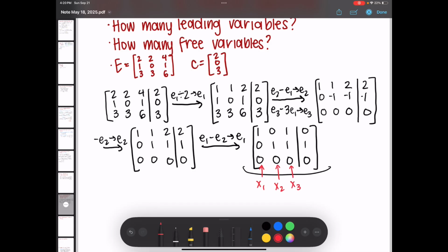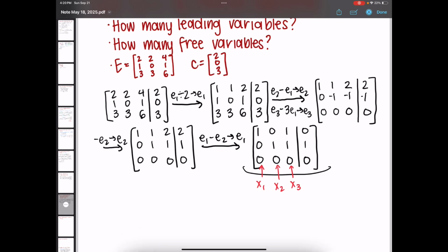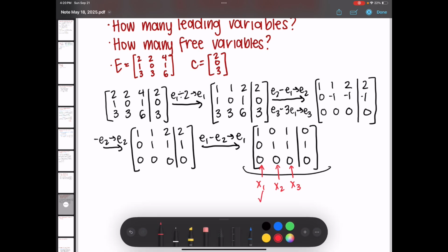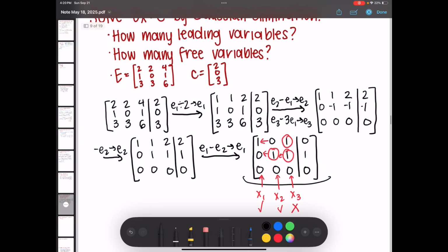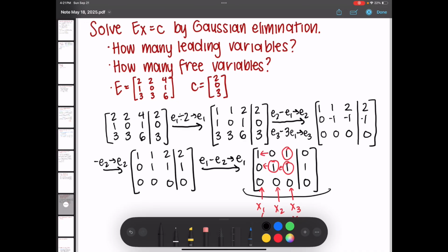Because the x1 column has a 1 here with nothing to the left, this is a leading variable. The same thing goes for x2, because this one has a 1 with only zeros to the left of it. Now, the column for x3 is a little different because this one has a 1 to the left of it, as does this one. And this bottom row has no 1s in it. So this is not a leading variable, meaning that it's a free variable. So now we know that there are two leading variables, x1 and x2, and one free variable, which is x3.